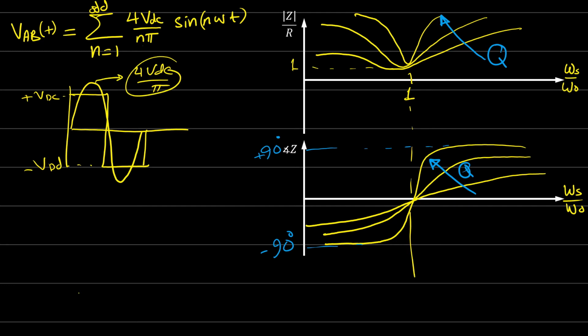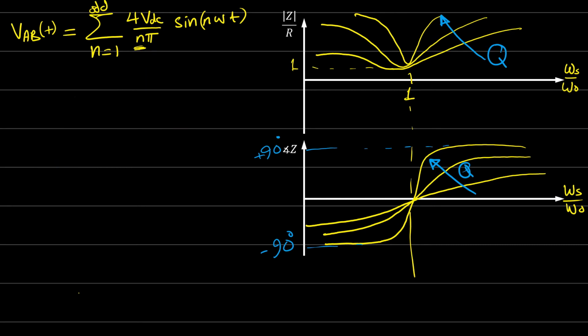4 VDC over pi times n times 3. For the fifth, 4 VDC over pi times 5, and so on and so forth. So this is the input voltage, VAB, the square value. Now for the output, V output is equal to how much?